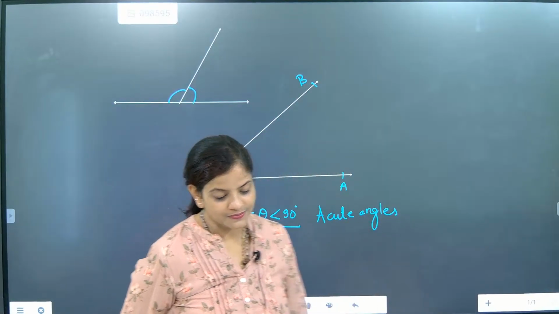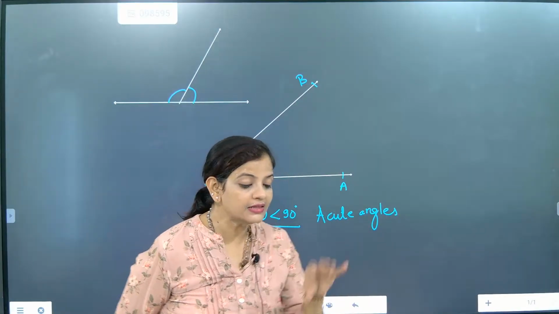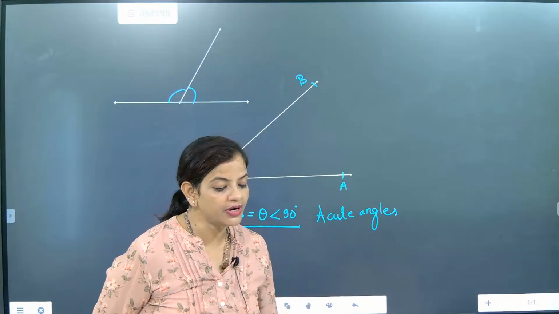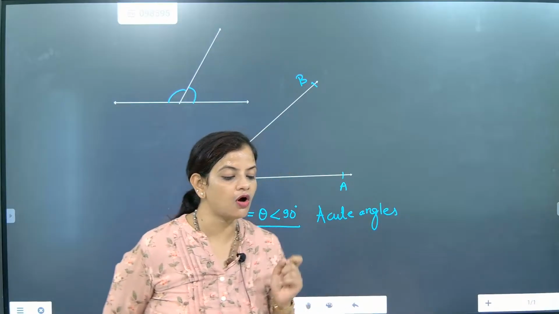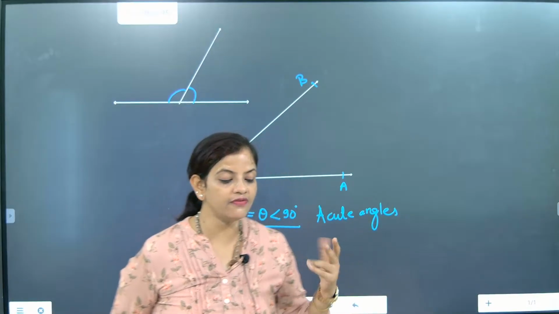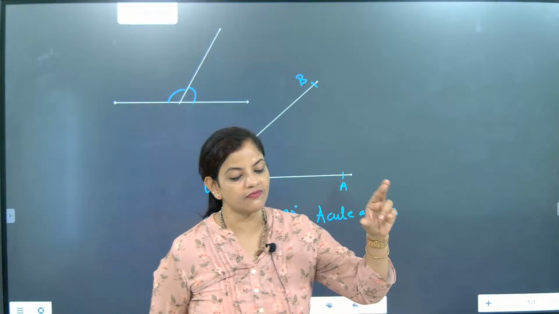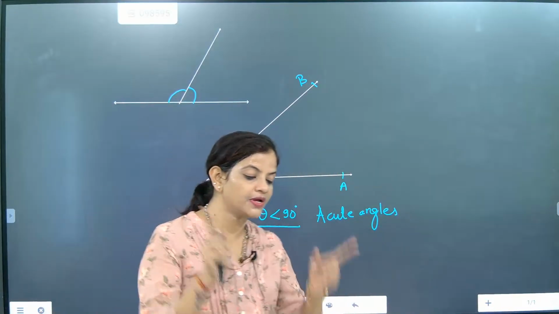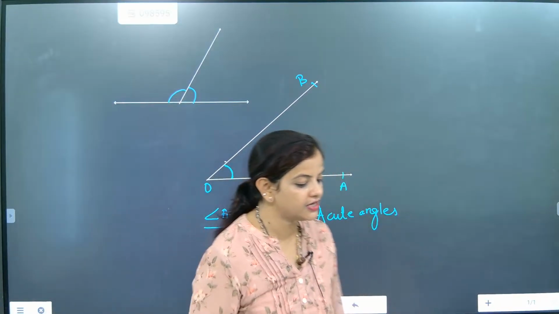How are you? So when the rays have a common ray, since they are having a common ray, the two neighboring angles will be called adjacent angles. So neighbor angles will be considered adjacent angles.